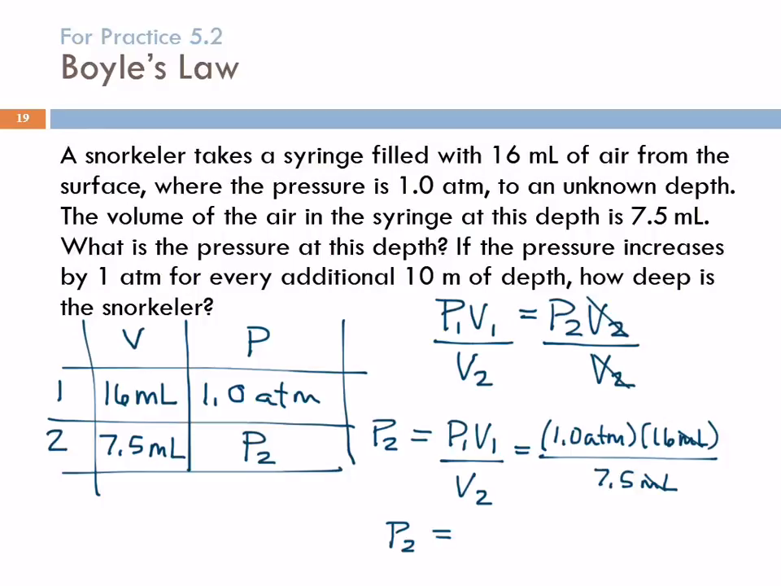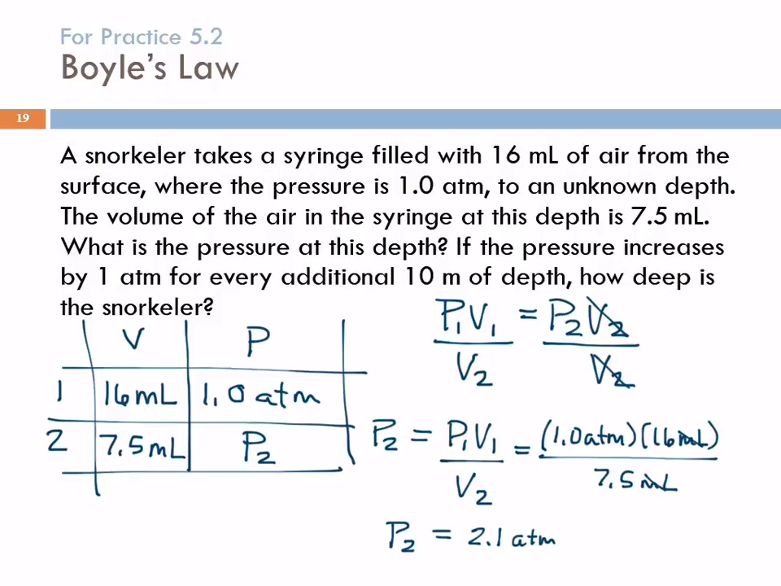So P2 equals 1 times 16 divided by 7.5. How many significant figures would that have? 2. So 2.1 atmospheres is the pressure. Does it make sense? He's at the surface. He goes below the surface. We expect the pressure to increase, and it does. That's the answer to question number 1.